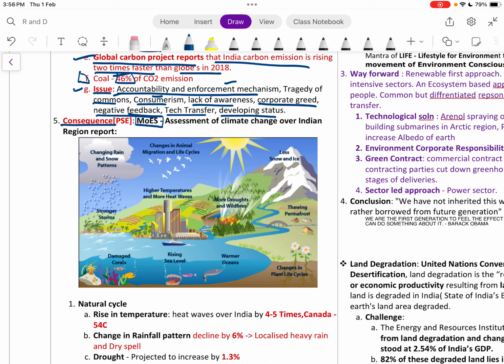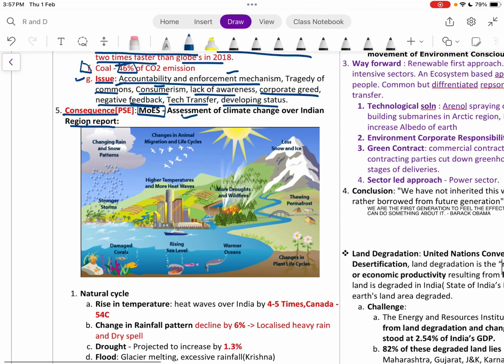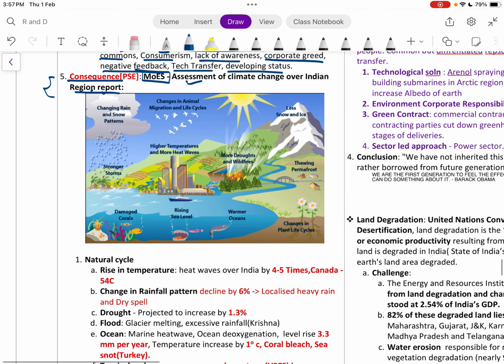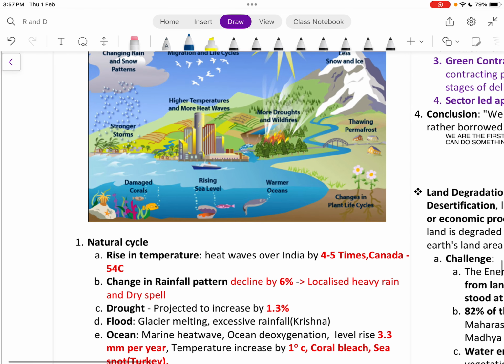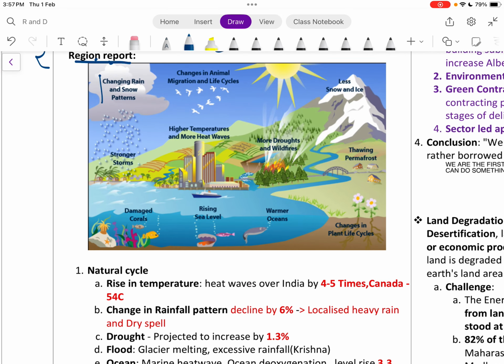The Ministry of Earth Sciences has published the Assessment of Climate Change over the Indian Region report. You can use this report for consequences. Changing rain and snow patterns, stronger storms, damaged corals, rising sea level, higher temperature and more heat waves, changes in animal migration and life cycle, more droughts and wildfires, less snow and ice, thawing permafrost, change in plant life cycle, warmer oceans, among others.